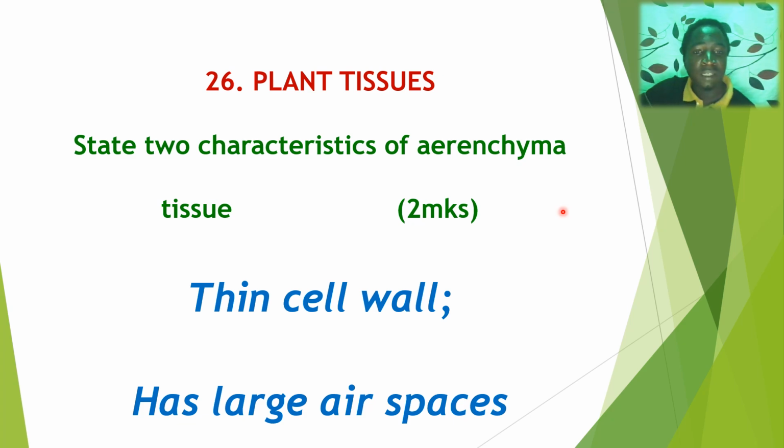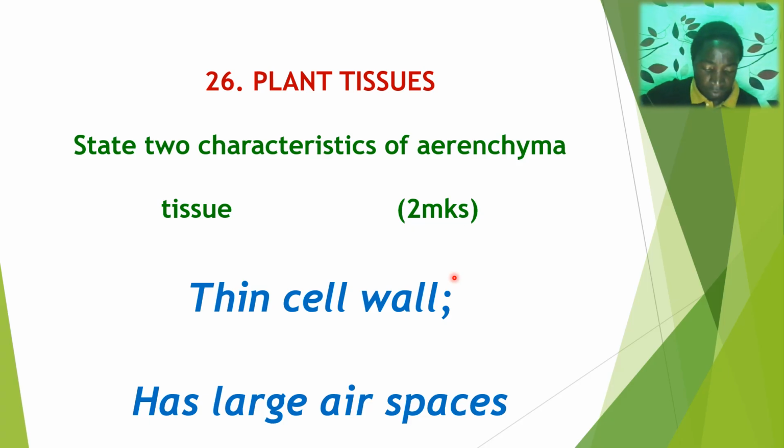Plant tissue, and the question is state 2 characteristics of parenchyma tissues. You see, the parenchyma tissues are usually good in buoyancy, and for them to become buoyant, they must have thin cell wall first. You see, if we are reducing the thickness, we are increasing the volume, and then we have large air spaces in the parenchyma tissues, and that's why I've said that they are kind of buoyant.